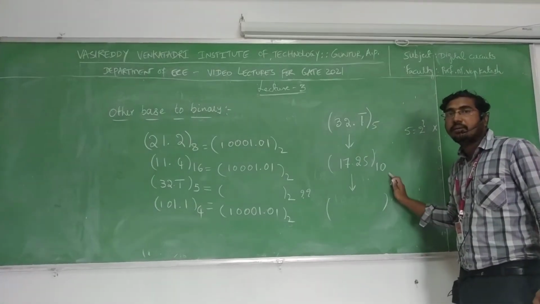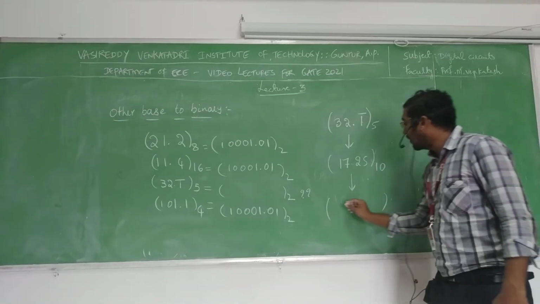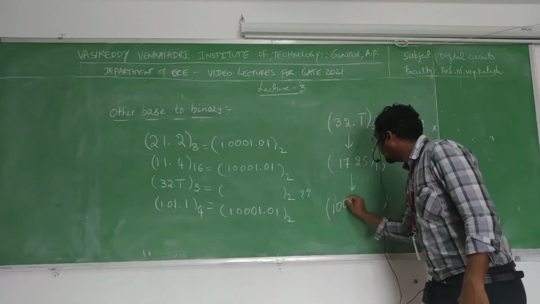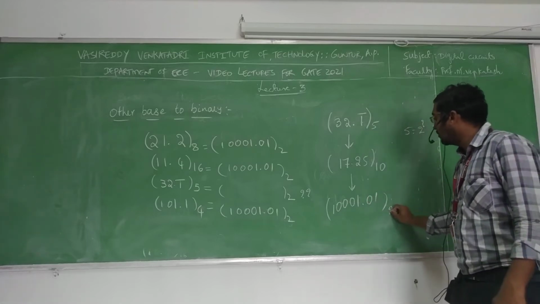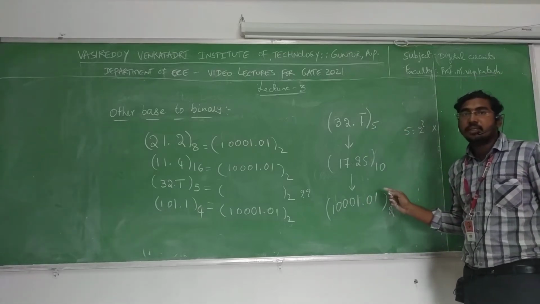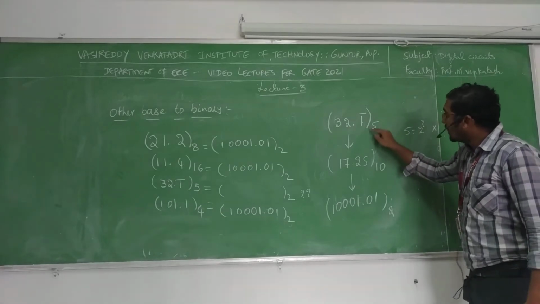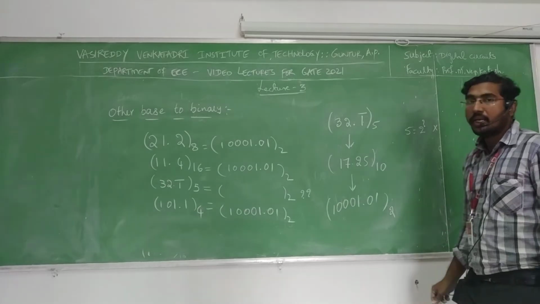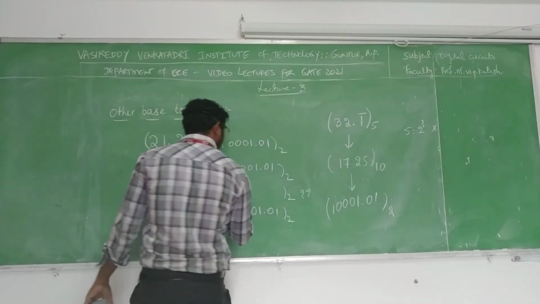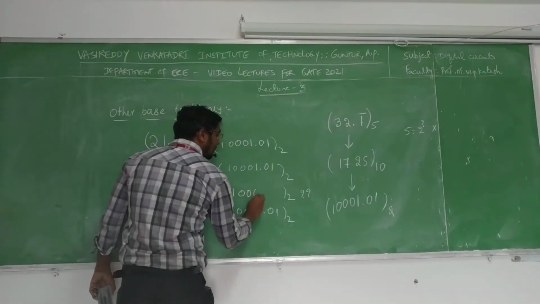Again, how to convert decimal to binary? Again, this was covered in video lecture 1. You can check that if you want. Here the answer is 10001.01. And you get the binary. This is the only way one can convert the other bases which you cannot represent in terms of a 2 power into binary. Okay? Right. So here the answer is again 10001.01.